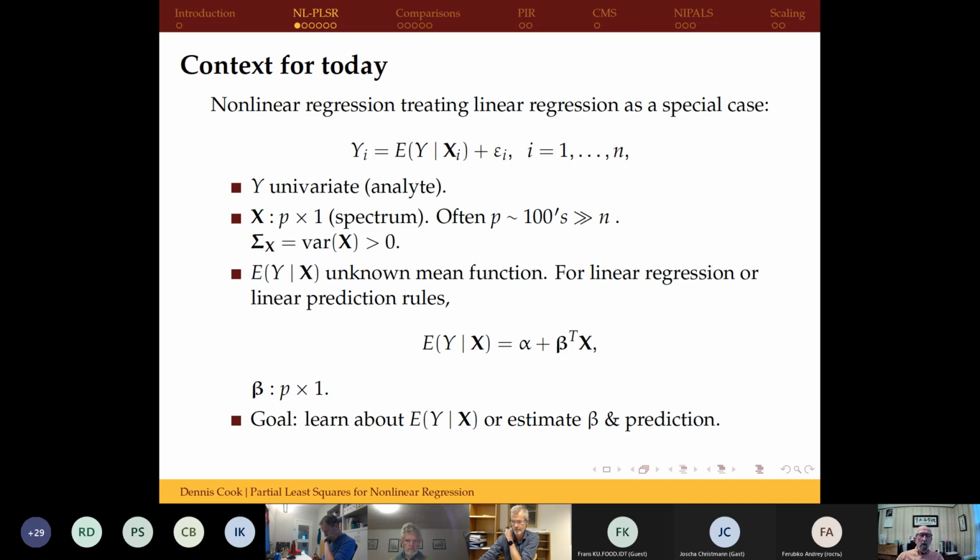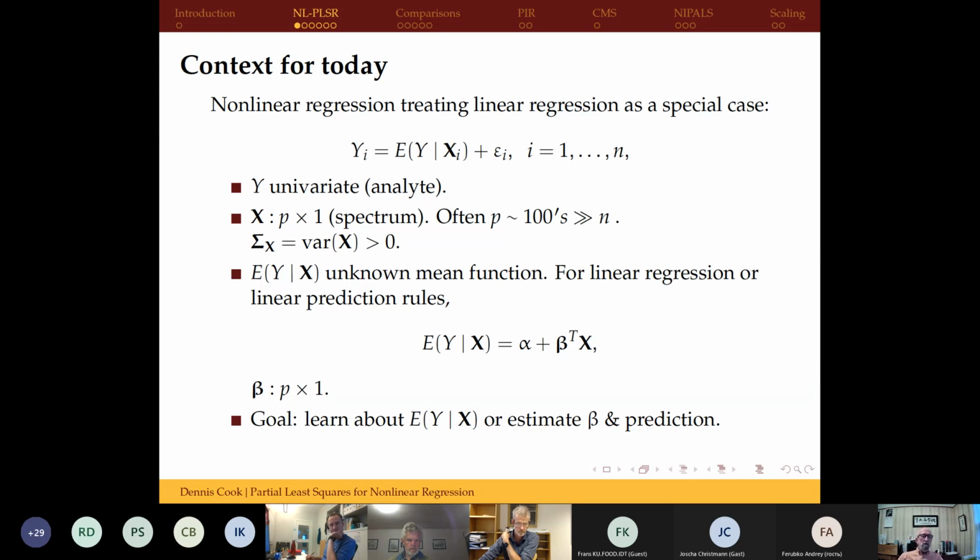On the other hand, when we talk about linear regression or simply using linear prediction rules, we'll be setting the mean function to be a linear function of x, where beta is a p by 1 vector that gives appropriate weights to the predictors for describing y. The general goals are to learn about the mean function if we don't know it, to estimate beta if we assume that it's linear, and in either case, to do predictions.